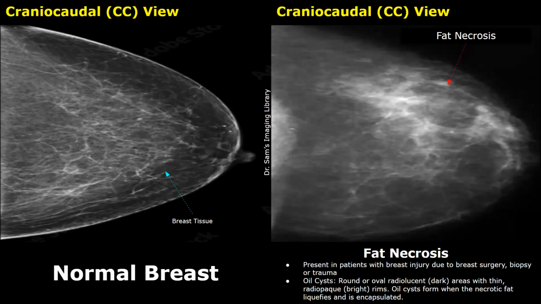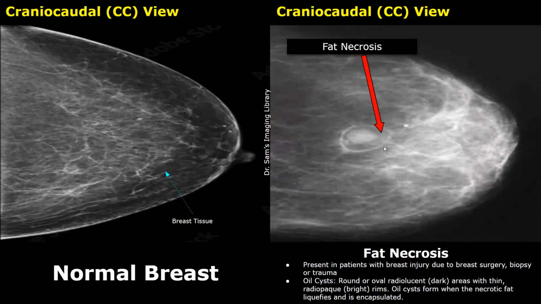Fat necrosis can also appear as oil cysts, which are round or oval, radiolucent areas with thin, radio-opaque, bright rims. Oil cysts form when necrotic fat tissue liquefies and is encapsulated.